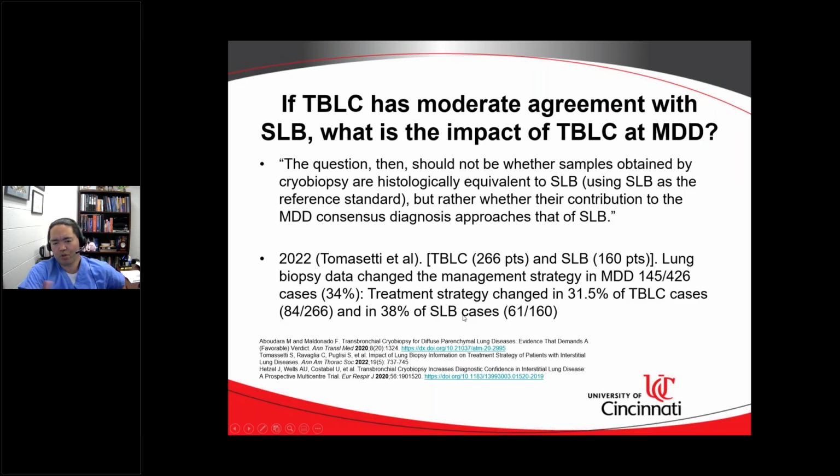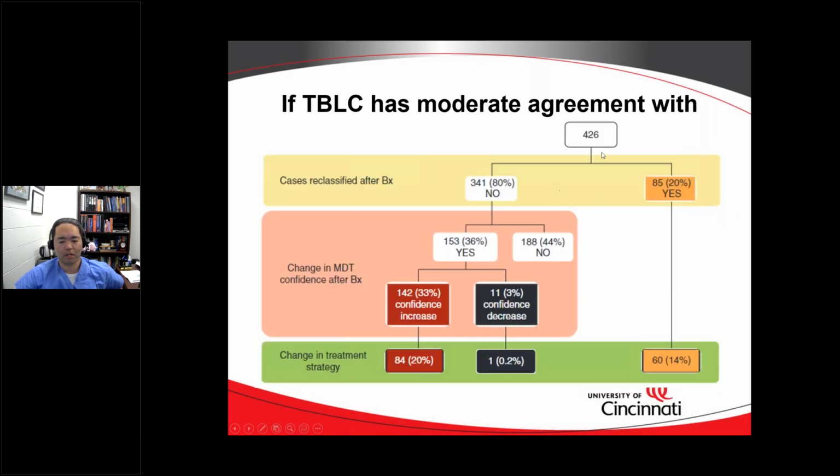Remember again, when I was showing you the prior studies, typically in multidisciplinary discussion you just do history, lab values, then you add the CT, and after that you add biopsies, right? So interestingly enough, whatever you actually got, the lung biopsy actually changed how they thought about these patients. And this is another way to look into it, right? So you have 426 patients, more cryo than surgical lung biopsy, and cases reclassified after biopsy alone, 20%, which is a significant amount. Change in multidisciplinary discussion confidence after biopsy also increased a lot. So in the very end, you see here again that there was a significant change in treatment strategy after you obtain lung biopsies.